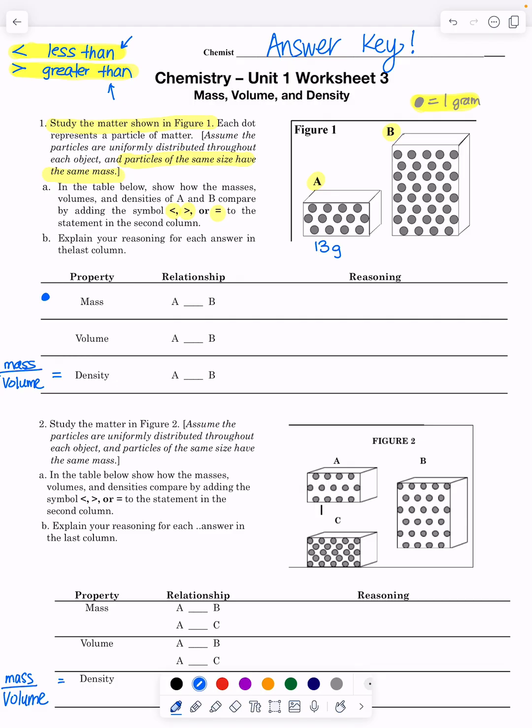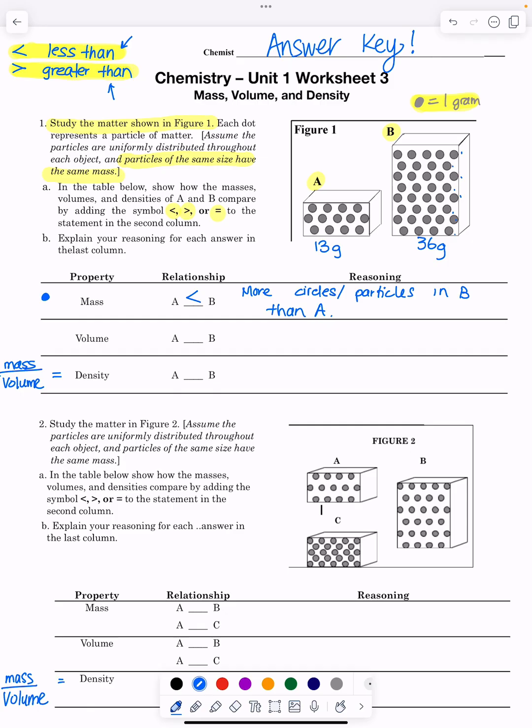Then this other box right here, if I want to count, I could do 5, 10, 15, 20, and then 4, 8, 12, 16. This is 36 grams. I could clearly see that there is a larger mass in B than A. So I'm going to say A is less than B. And your reasoning, there are more circles or particles in B than A.